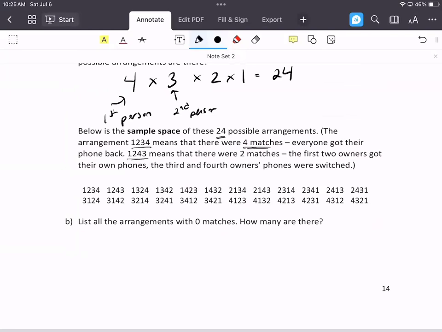First of all, anything that starts with 1, you know that the first person got their phone, right? So remember, we're looking at 0 matches. Anything that ends in 4, you know the last person got their phone. And once again, you can see this ends in 4 also. And that helps take down the number quite a bit, so then you have fewer to look at. You also know if this number 2 is in the second space, then that person got their phone.